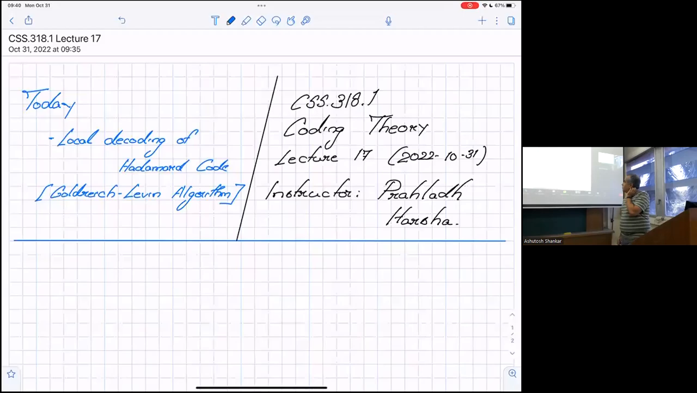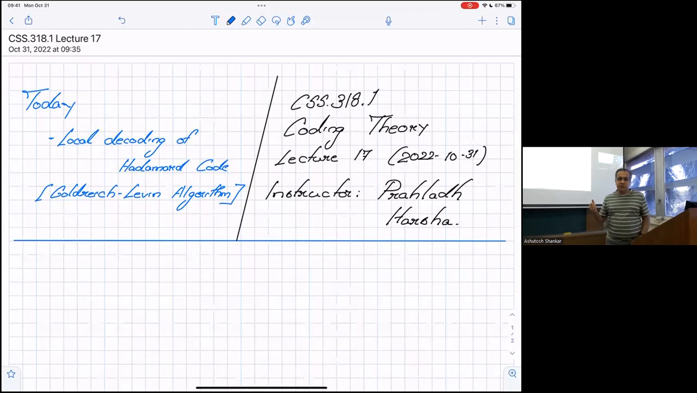So welcome to lecture 17. We introduce a new concept in coding today called local decoding. And in fact, we see the same Goldreich-Levin algorithm as part of this. I'm trying to introduce local decoding.